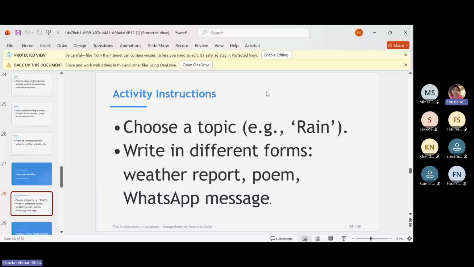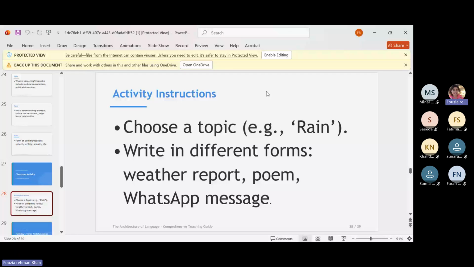A poem you can develop. Do not use Chat GPT right now for writing a poem. Or you can think of an interesting WhatsApp message. How do you communicate that it's raining? Okay. How do you transfer this information in different modes?